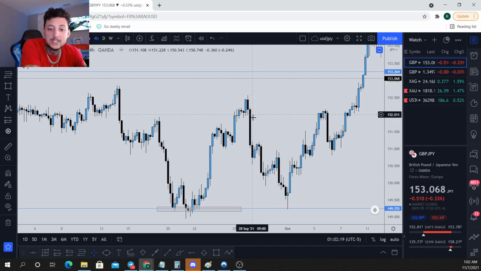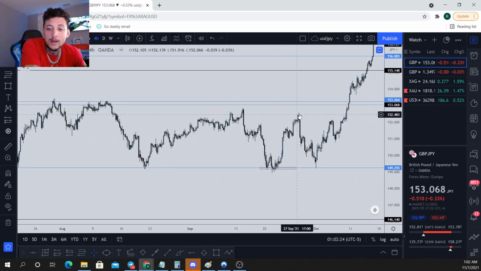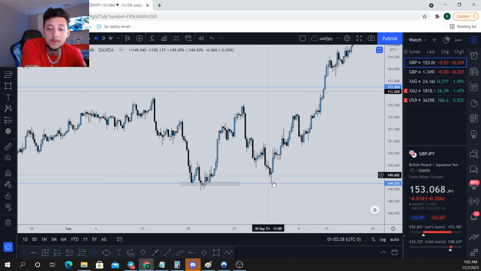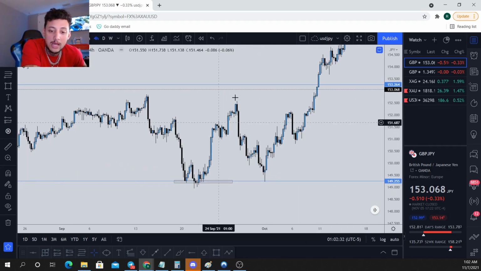When we see big sell-offs like this at big levels of resistance, right, that's the big banks, the big hedge funds distributing their positions, meaning that they are closing their buy positions because they have made a profit.